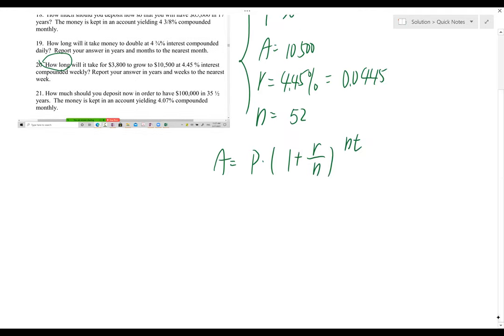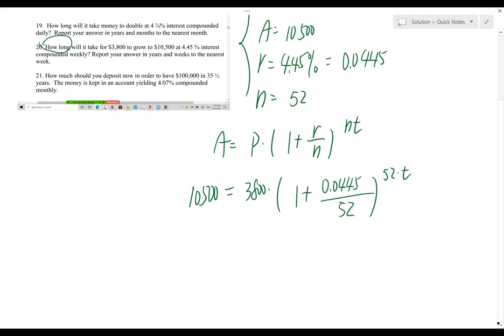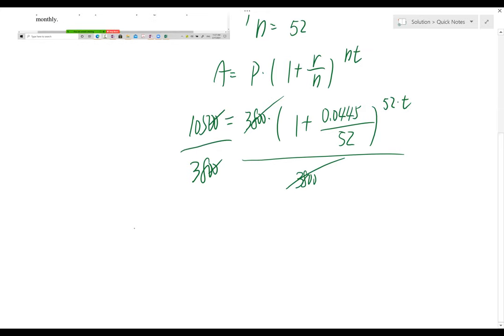And again, we're still working with the same formula. So ending balance is 10,500. The principal is 3,800 times 1 plus 0.0445 over 52. And then time t, we don't know. So 52t. Okay. And you want to get rid of this coefficient. So we're dividing 3,800 from both sides of the equation first. It's the very first step, cancel that. Now you can drop two zeros, right? Same amount of zeros. We're gonna get 1 plus 0.0445 over 52 raised to 52t. And the right is 105 over 38.